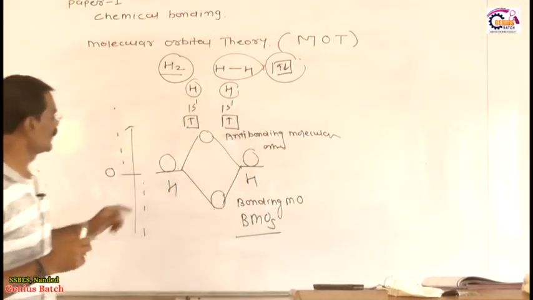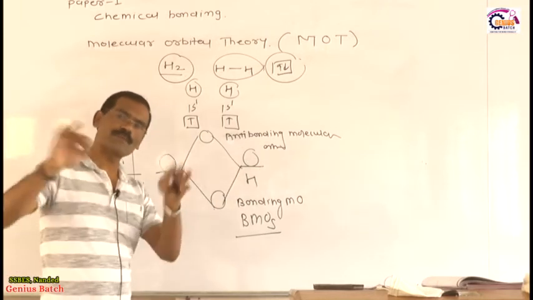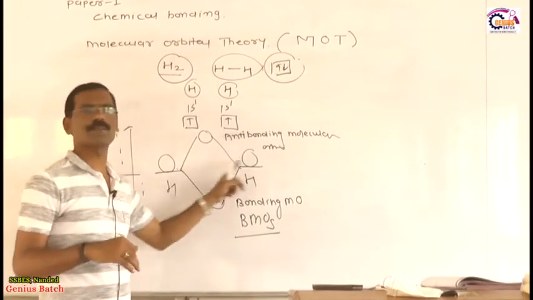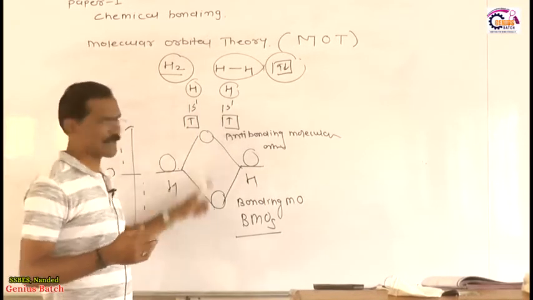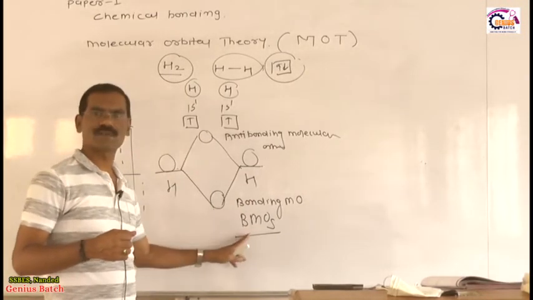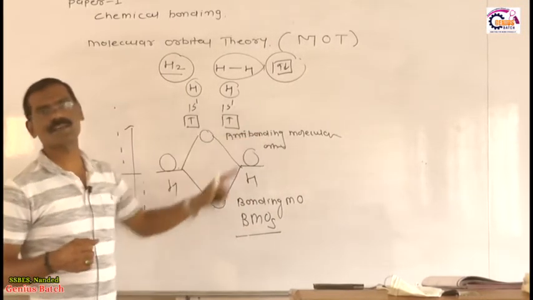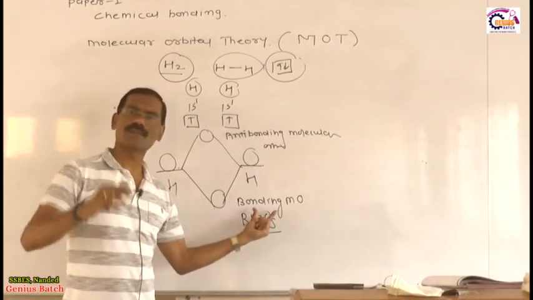Suppose, for example, I have 2 atomic orbitals. These 2 atomic orbitals overlap with each other and give 2 molecular orbitals. Out of the 2 molecular orbitals, one orbital is called the bonding molecular orbital, and the other is called the anti-bonding molecular orbital. What is the bonding molecular orbital?